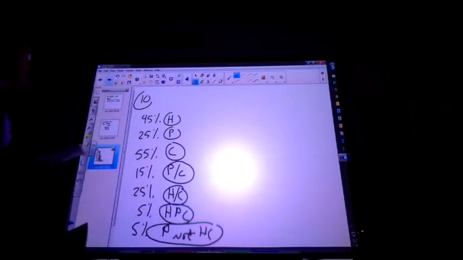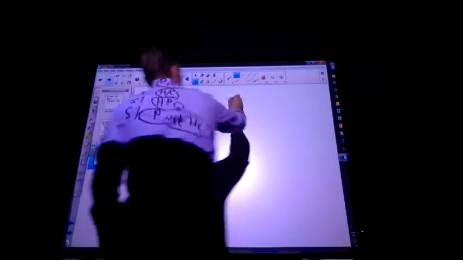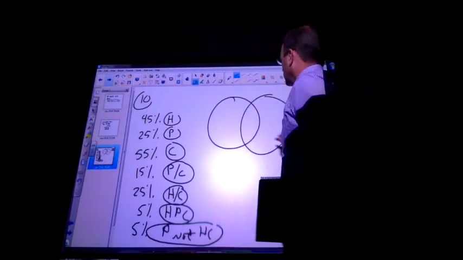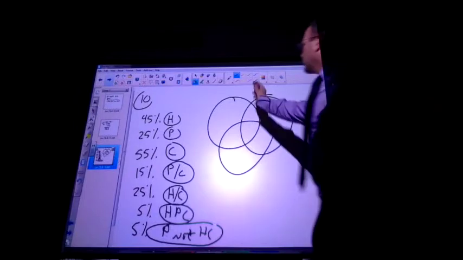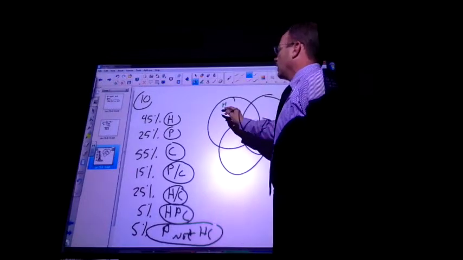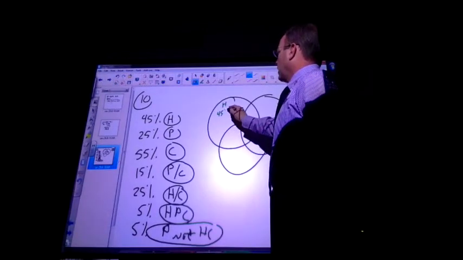All right. So there was a survey given: 45% like hamburgers, 25% like pizza, 55% like chicken, 15% like pizza and chicken, 25% like hamburger and chicken, 5% like all 3, 5% like pizza but not hamburger and chicken. So it's 3 events. That's what you're going to draw. Then you look at it and say, all right, let's make this hamburger. So I'm going to make that 45%.